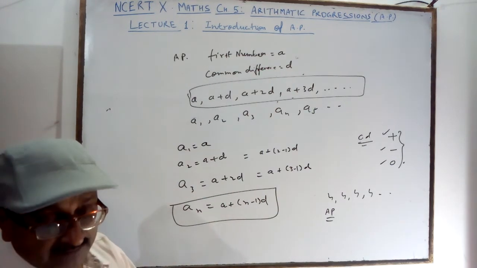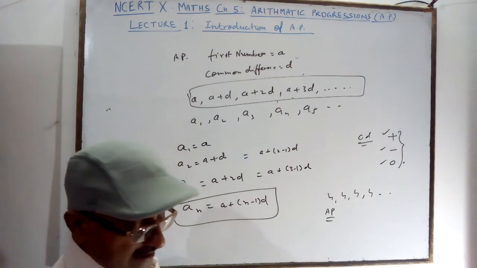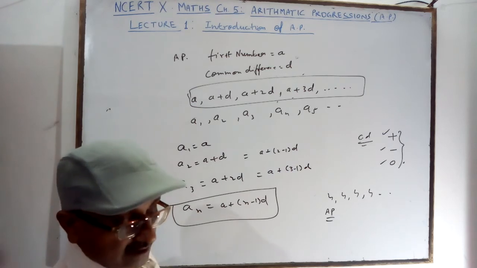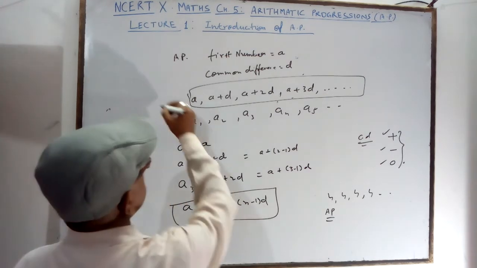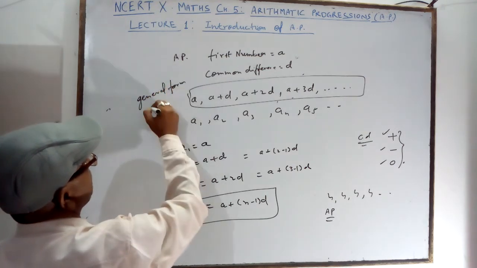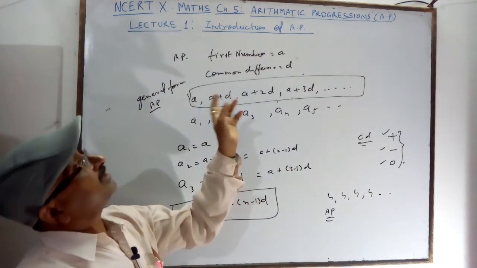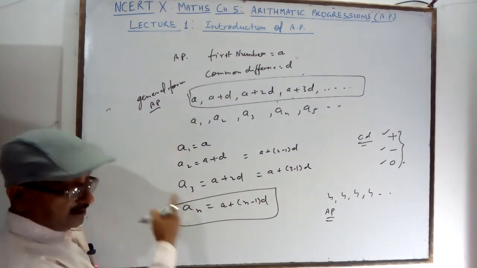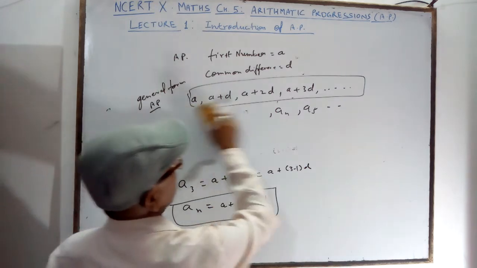So the common difference can be positive, negative or 0, and you can get the general form of the AP and the nth term. How will you get the general form? It is called the general form of the AP whose first term is a and common difference is d. So a, a plus d, a plus 2d, a plus 3d, and so on, and by this we will get the nth term of the AP.